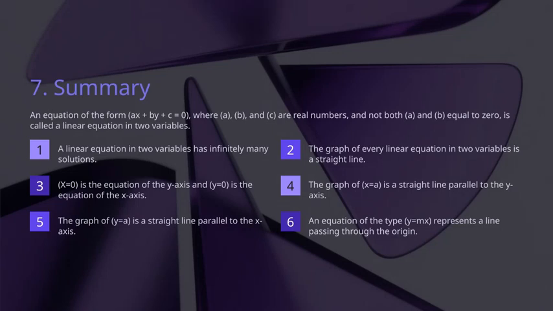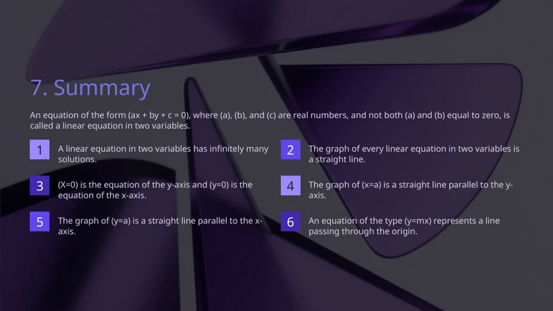Let's wrap up with a quick summary of what we've learned about linear equations in two variables. An equation like ax plus by plus c equals 0, where a, b, and c are real numbers and not both a and b are 0, is called a linear equation in two variables. This is important because such equations represent straight lines on the coordinate plane.